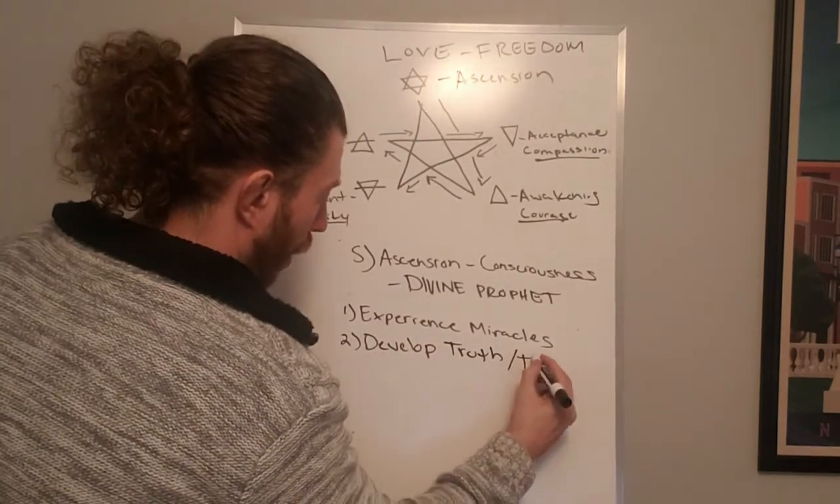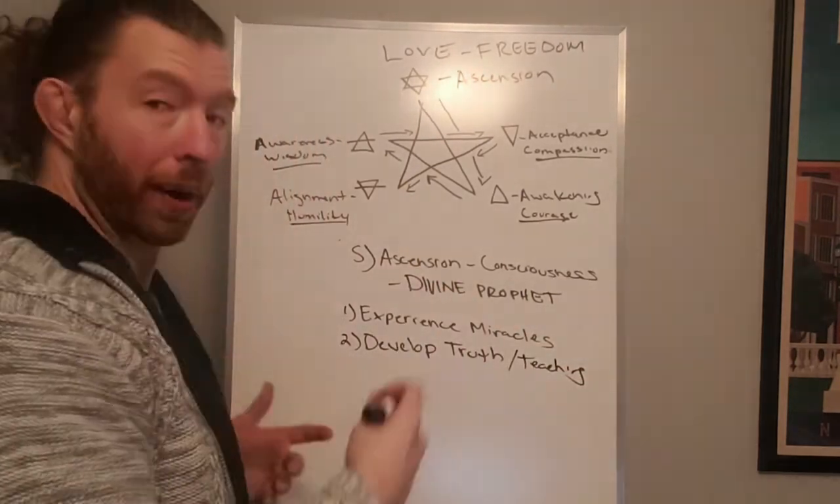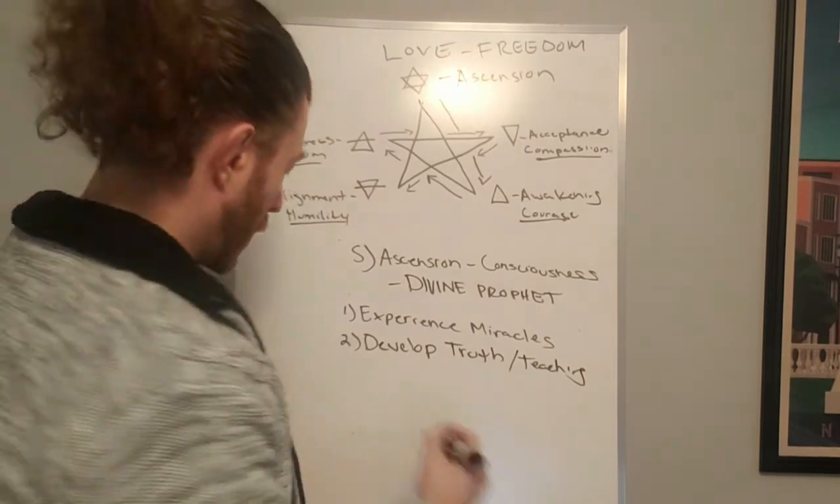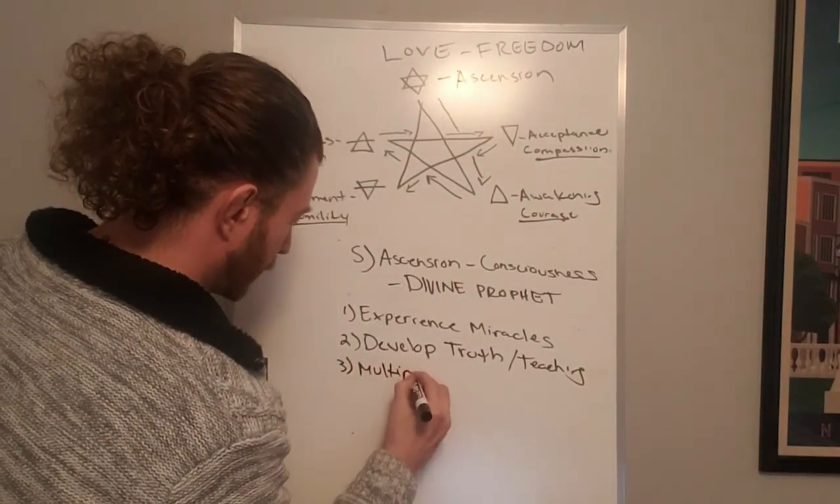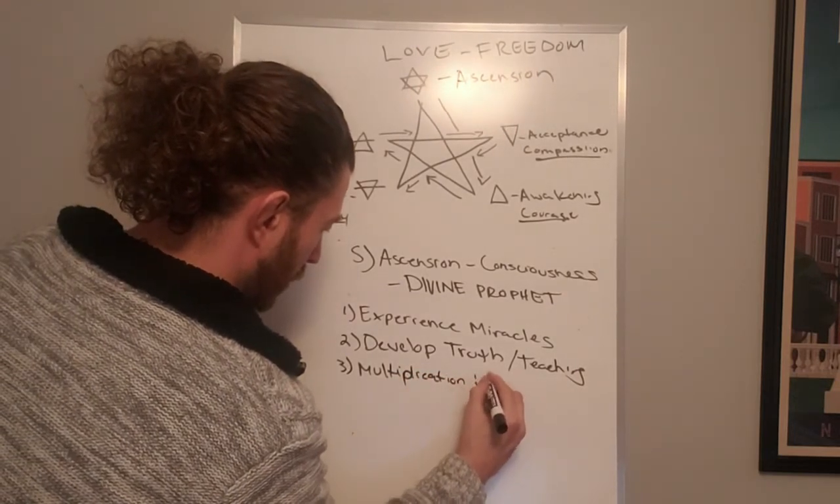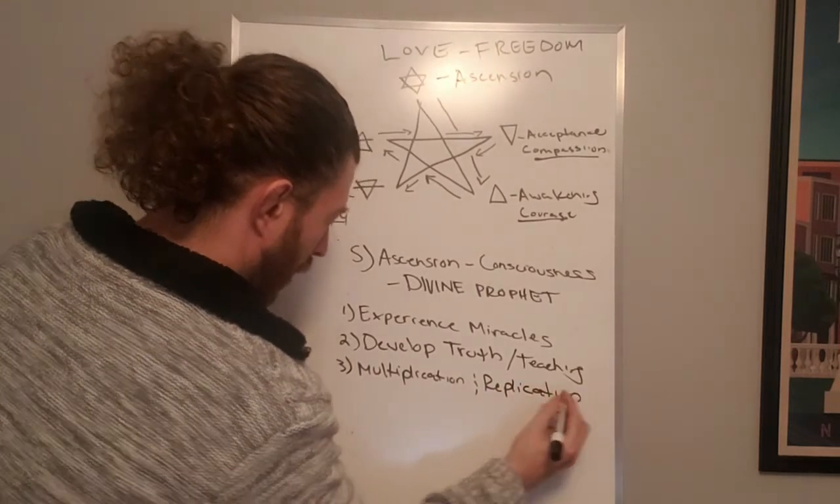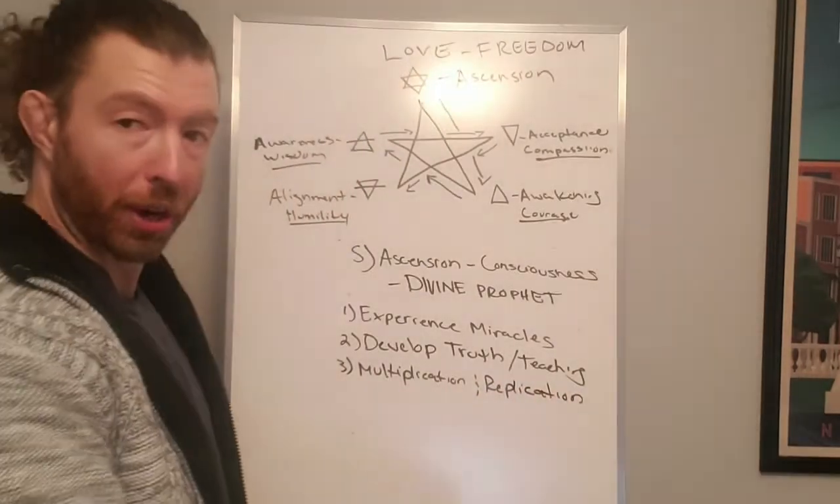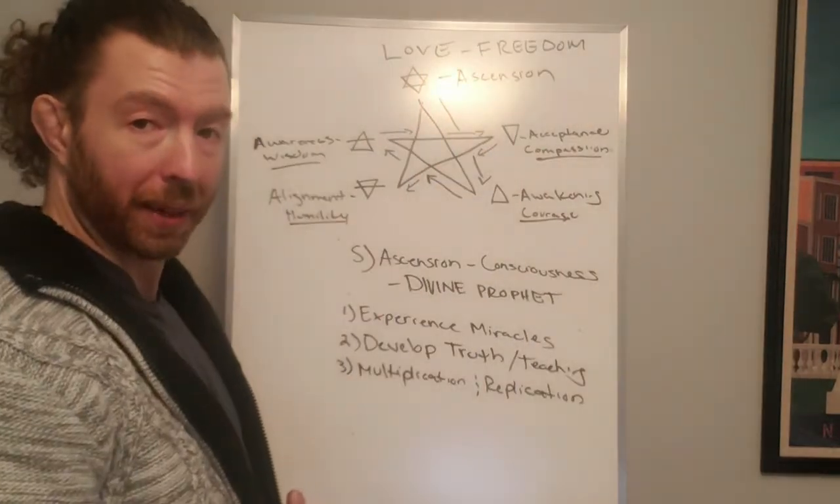Our truth is also our teaching. Part of reaching the ascension stage is sharing our teaching with others. The ancient alchemists called it multiplication and replication. I have to multiply and replicate myself by sharing my spiritual truth with others. I have to share the gifts that I've been given. They're not mine to keep.